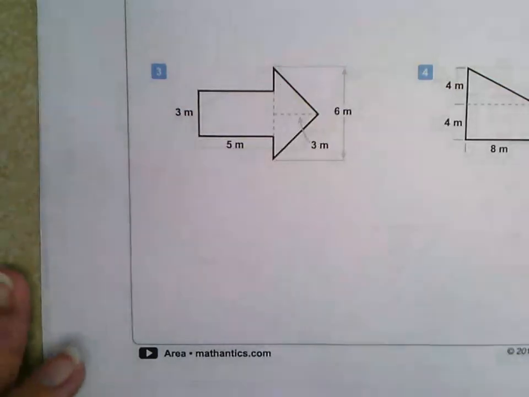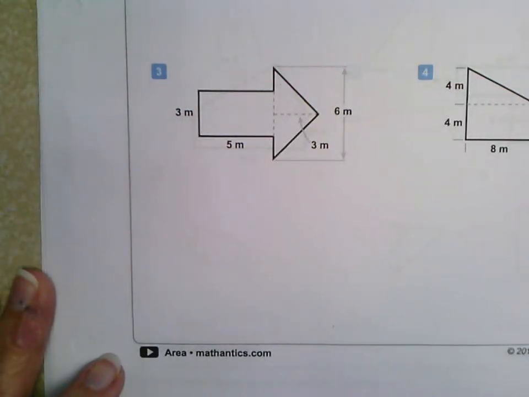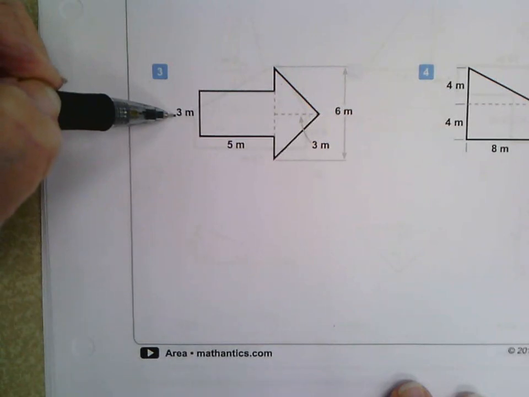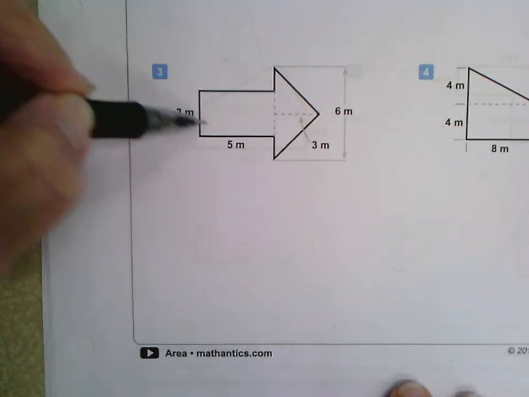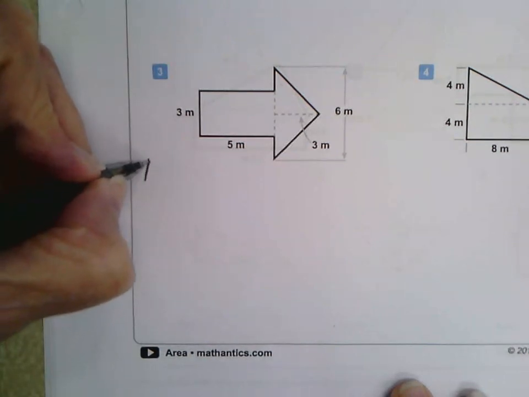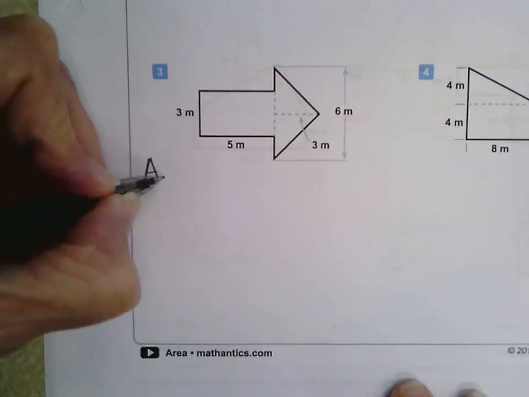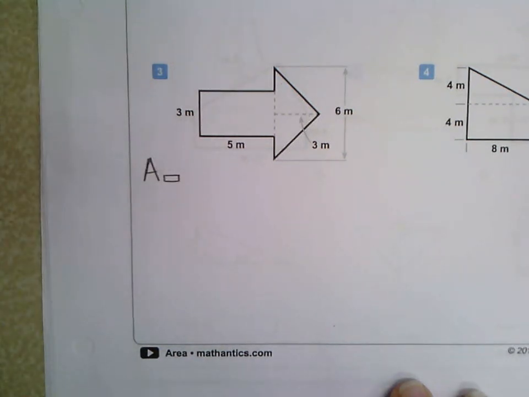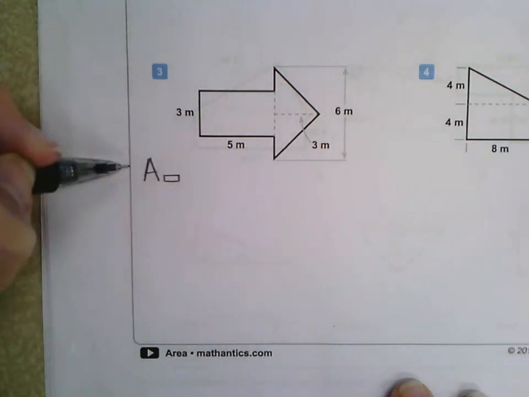Okay, number 3, what do we see here? I see a rectangle, and it can either be one triangle or two triangles. Okay, so let's do the rectangle first. So in our notebooks, we're going to write a capital A, and we're going to put a little rectangle symbol beside it, so we know that this is what we're doing.